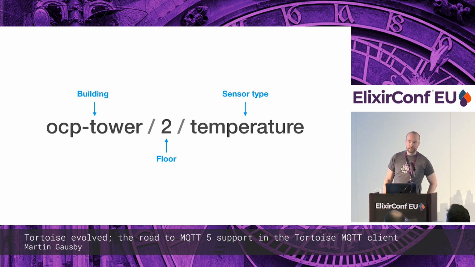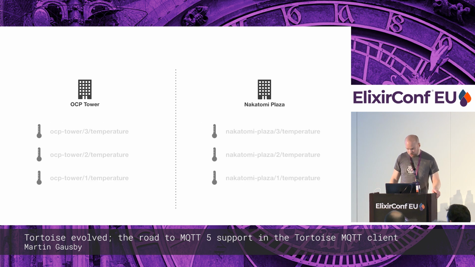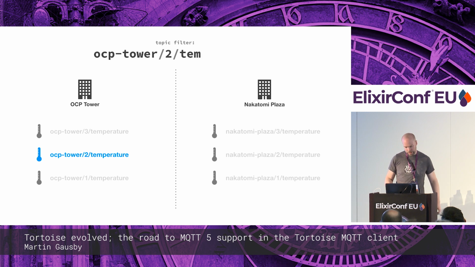So the topics, they have a structure, and in this case, I decided my first level is OCP, like the building name, and the second level is the floor, and the third is the sensor type. And of course, you can build your own topics. Do what thou wilt. So we can reference them when we subscribe to something. We can do so by using topic filters. So here I use a literal, and this one will subscribe to this one topic alone.